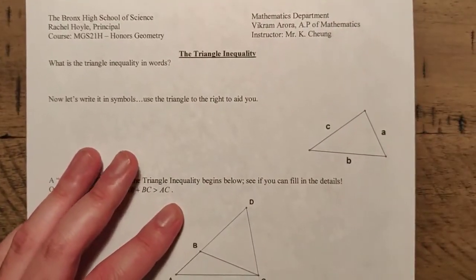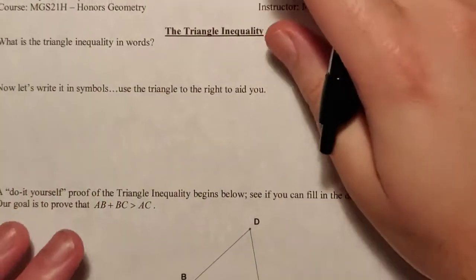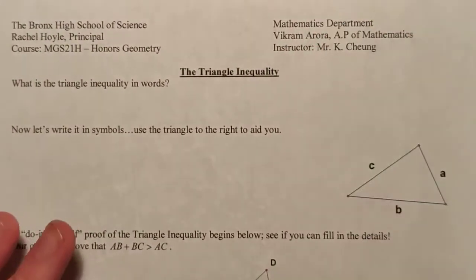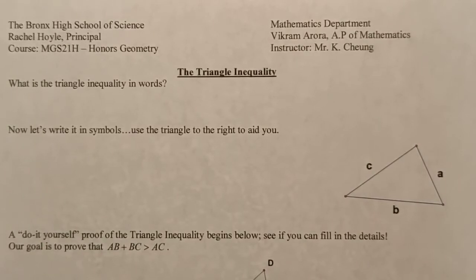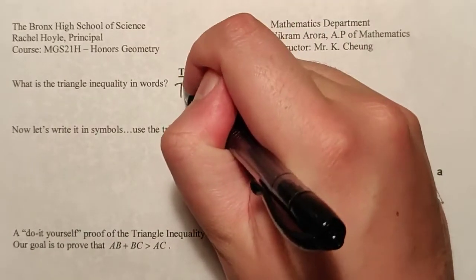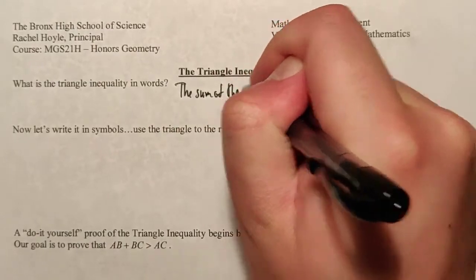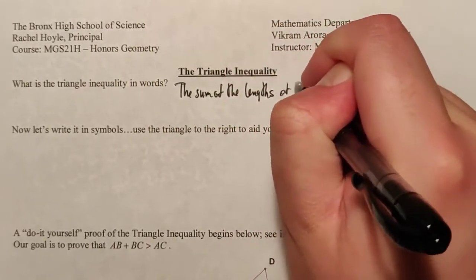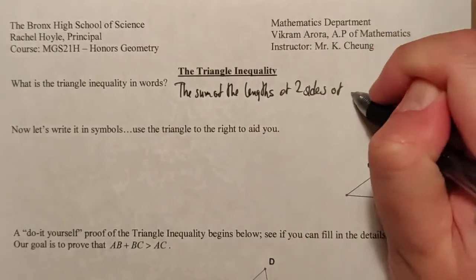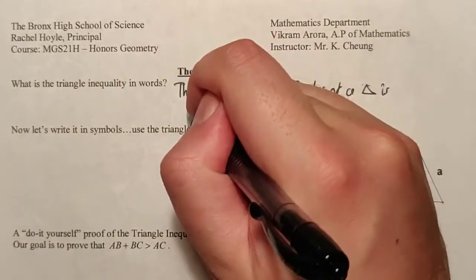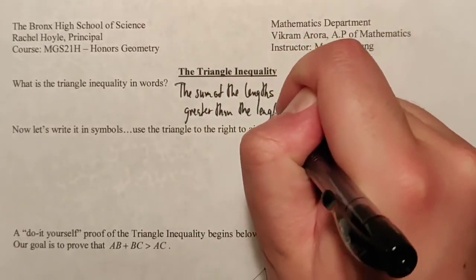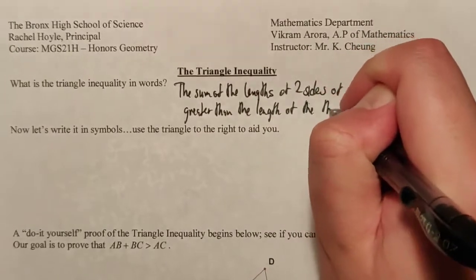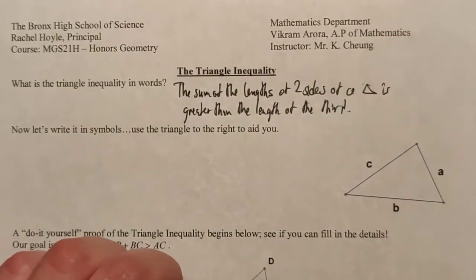We're now going to focus on what is known as the triangle inequality, ladies and gentlemen. The triangle inequality in words is pretty straightforward. You want to make sure that two sides have to be greater than a third. But not specifically any two sides themselves, we want their sum. So we can say that the sum of the lengths of two sides of a triangle is greater than the length of the third. Okay? So we can write it like this.